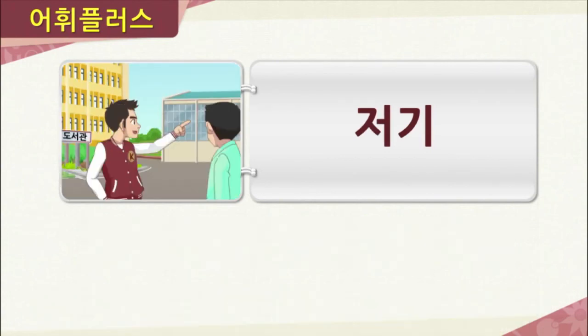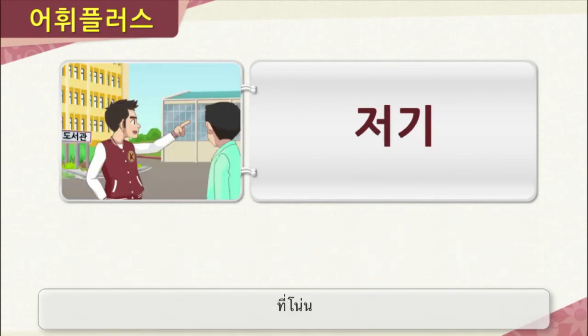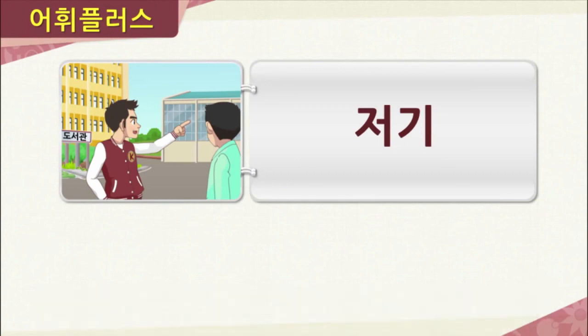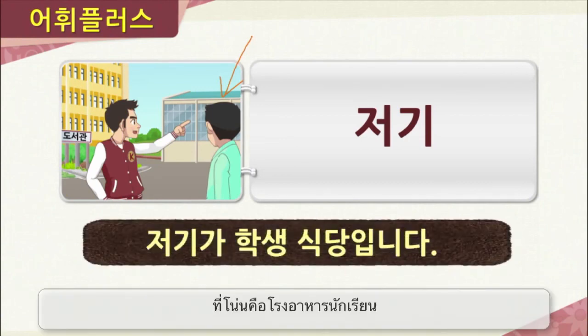Now the next word here is 저기. Now 저기 is used to indicate a place that is far from both the speaker and the listener. In this picture here, we have 준수 and a fellow student. Now that student asks 준수 a question. He asks him, "Where is the student cafeteria?" 준수 answers him that the student cafeteria is over there. Now, how would we say that it's over there in Korean? We would say 저기가 학생 식당입니다.